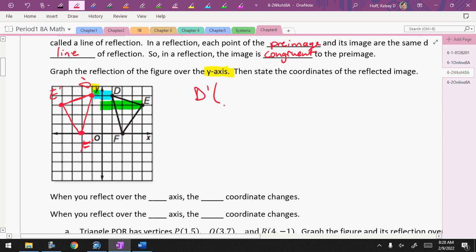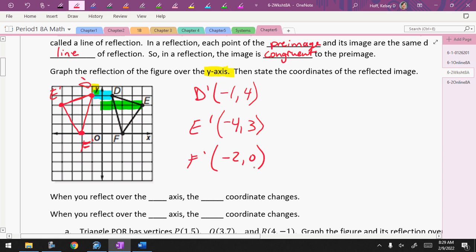D prime. Who can tell me where D prime is located? Courtney? Very good. -1, 4. Who can tell me E prime? Bryce? Ooh, careful. -4, 3. Good corrections. You knew right away. Good work. And who can tell me F prime? -2, 0. Nice job, Zayden. -2, 0.